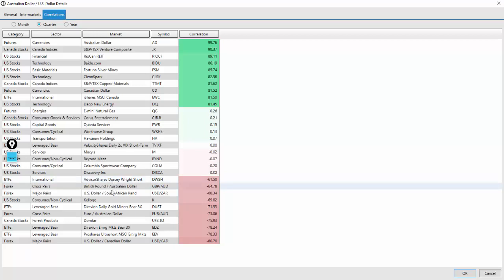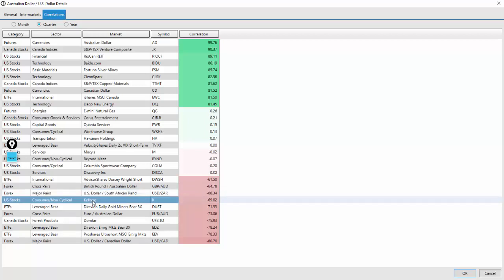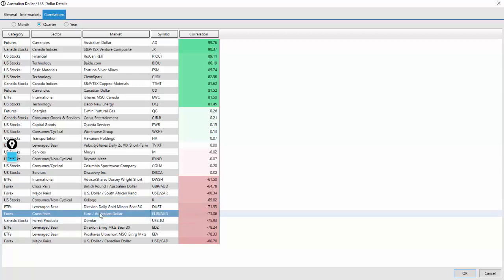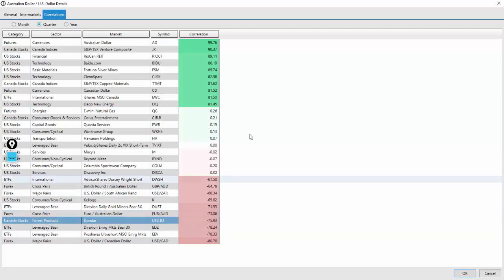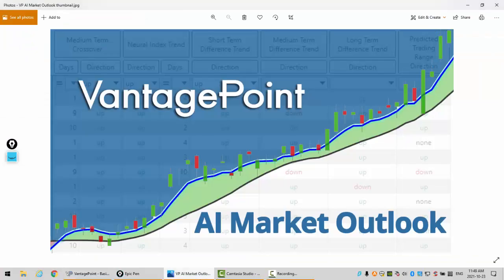Again, the pound/Aussie, the US dollar/South African rand, Kellogg stock could be getting ready to move. There's a 69, almost 70 percent inverse correlation to the Aussie. So if the Aussie tanks, that's a positive for Kellogg's. What about the leveraged bear gold miners? Well, maybe the cross bear, Euro/Australia, right? That could be getting ready to turn around. Forest products, Domtar. So this is the basis of intermarket technical analysis: seeing things before they happen, not after. So with that said, this is the VantagePoint AI Market Outlook for the week of October 25th, 2000.